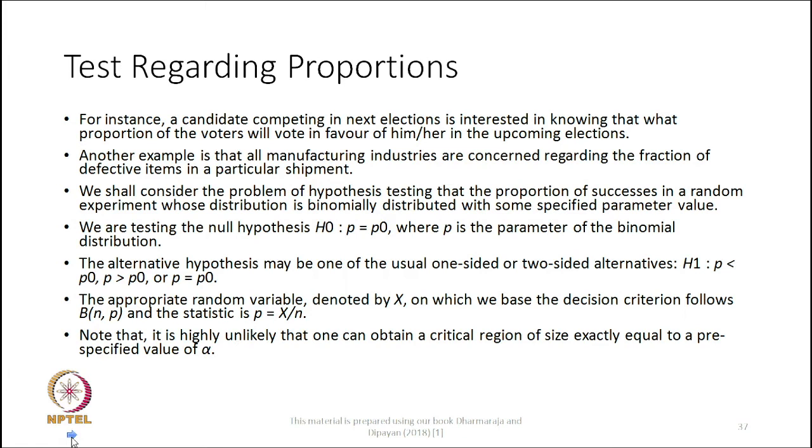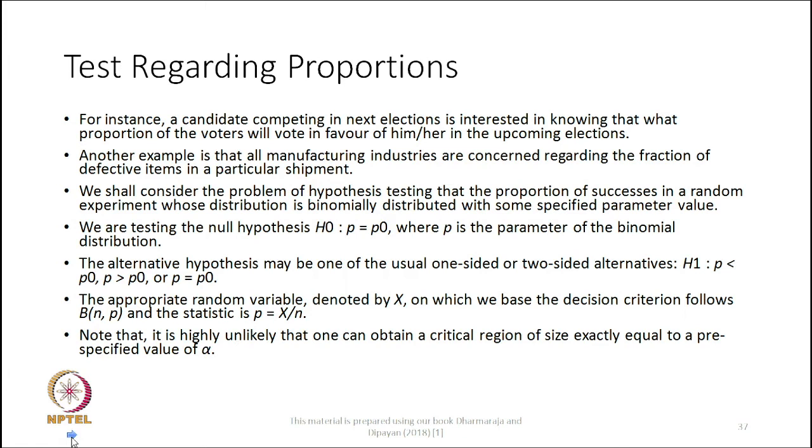In all those examples you can identify that the problem of hypothesis testing is about the proportion of successes in a random experiment whose distribution is binomial with some specified parameter value. We are testing the null hypothesis, that is H naught, that the proportion P takes some particular value, where P is the parameter of the binomial distribution.